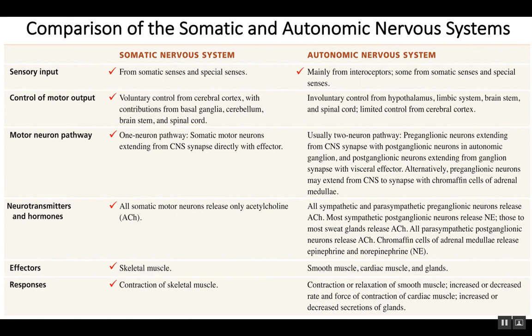Autonomic nervous system, the receptors are mainly internal receptors, interoceptors. We also call those visceral receptors. So we're monitoring the inside of the body, with a little bit from your somatic senses and special senses. The area of the brain intimately involved is the hypothalamus. The hypothalamus is very important in involuntary control of organs. There's some limbic system involvement, so that's emotions. So emotions can influence your involuntary responses.